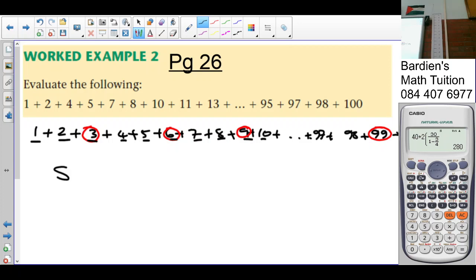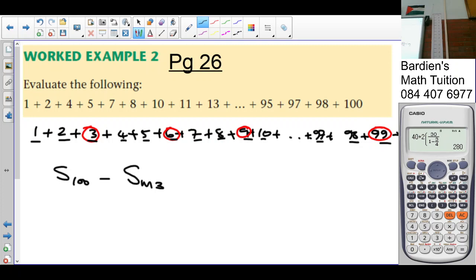So we have the sum of how many terms is this? How many terms are here, people? The sum of 100 terms, minus the sum of the multiples of 3.